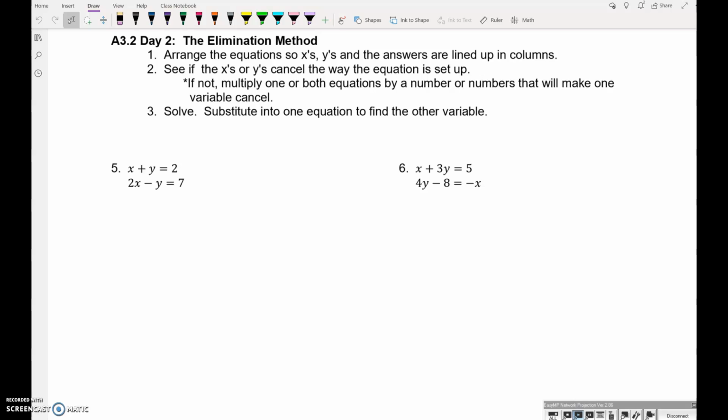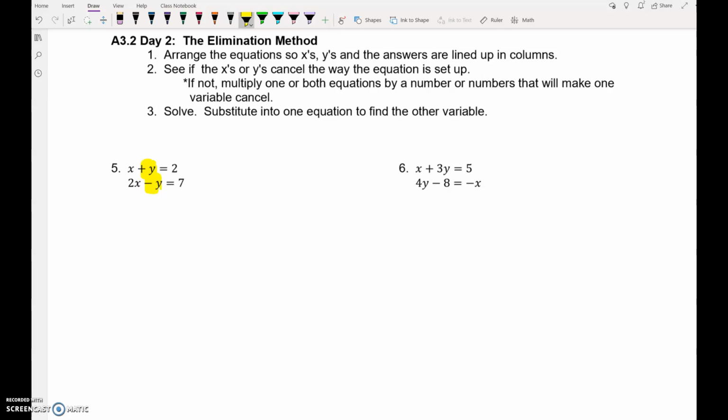I think in the past, some of your teachers taught you addition, some of your teachers taught you subtraction. Personally, I think addition is easier because I just don't really like subtraction very much, so I try to use addition. When we're using the addition method for elimination, you want to have a positive-negative match. So first of all, you have to make sure that your equations are lined up with the x's lining up, the y's lining up, and then the number after the equal sign lining up. So number 5, it's perfectly lined up. Then you want to either cancel your x's or your y's.